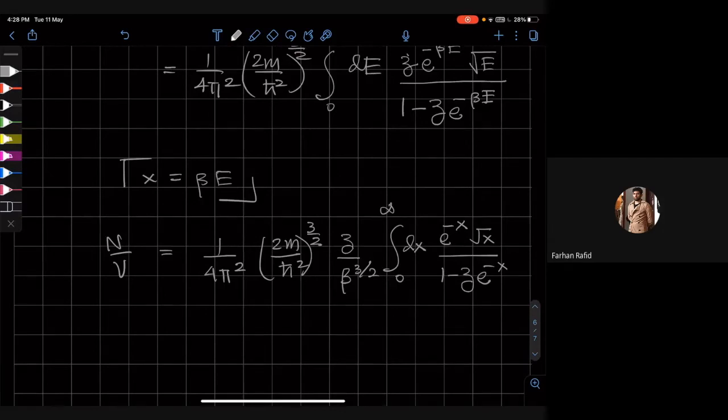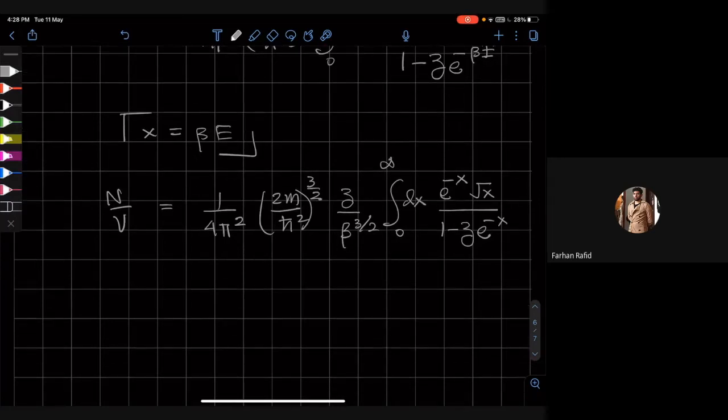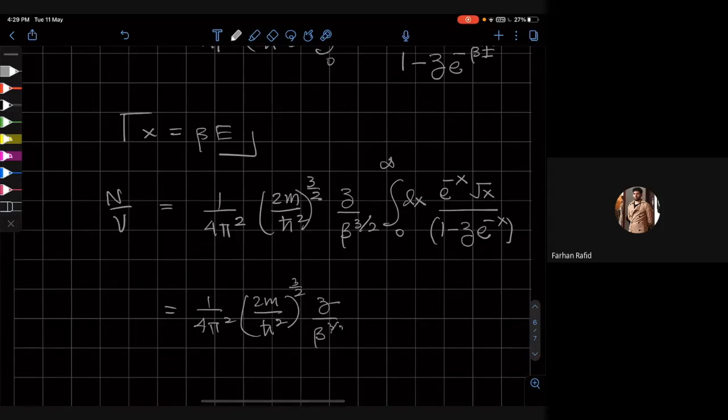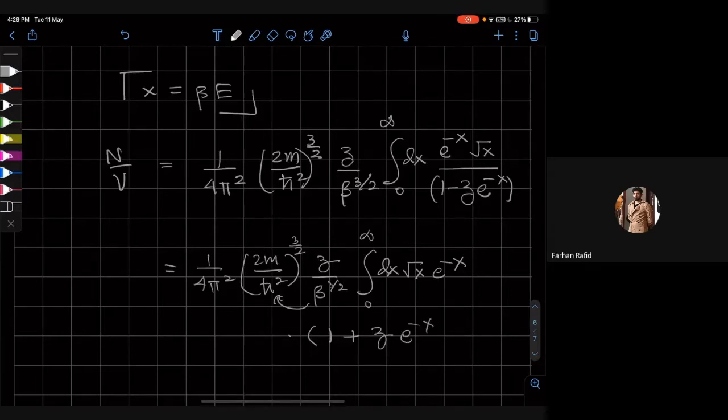So now, because we are assuming z is small, we can expand the denominator as a binomial series and just keep the leading order term. So if I do that, then it's 1 over 4 pi squared times 2m by h bar squared to the 3/2, and then there's a z beta to the power of minus 3/2. We could have taken this inside, and in future we will. And then there is the integral from 0 to infinity of dx square root of x e to the power minus x times 1 plus z e to the minus x plus dot dot dot.